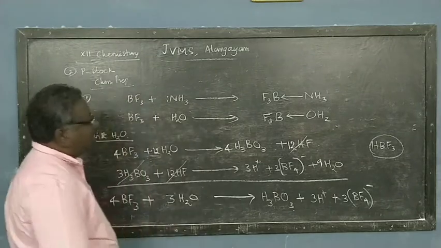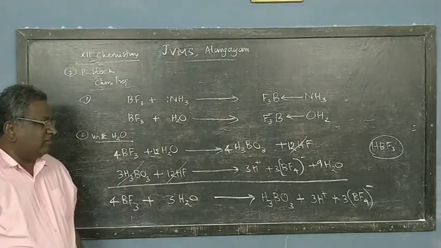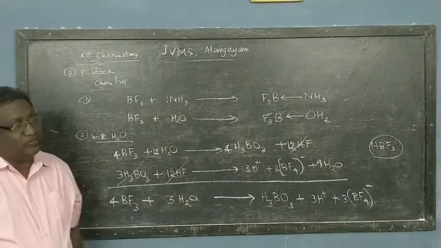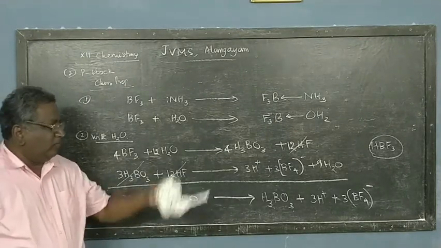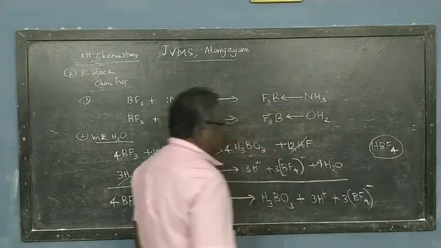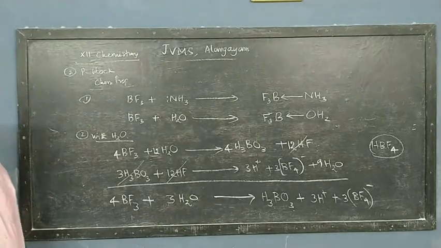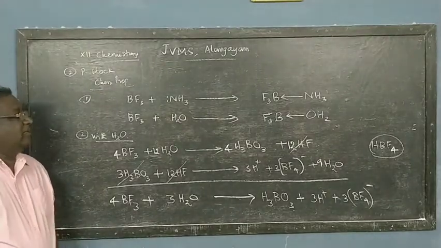So this boron trifluoride is used as a catalyst in organic chemistry. It is also used as a fluorinating agent. Hydrofluoroboric acid, HBF4, is used as a catalyst also in most of the organic reactions, right?